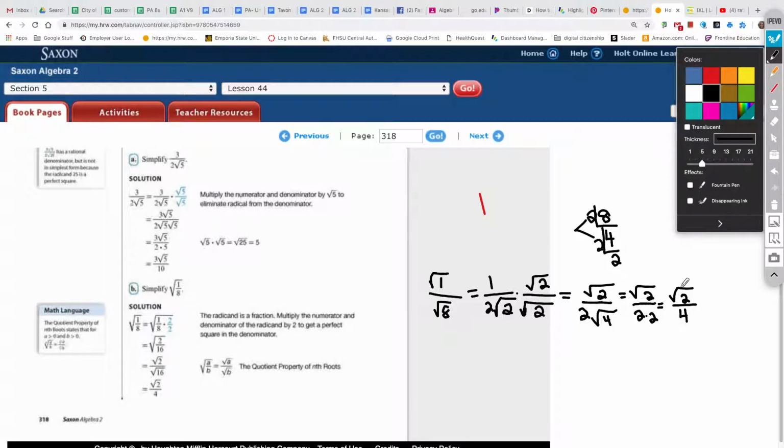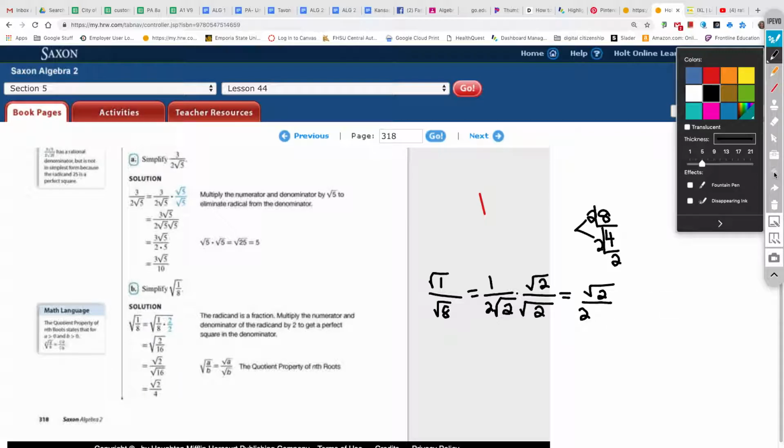Now, I cannot reduce these because this guy isn't in a radical. This guy is done because 2 is prime. And you'll see that we got the same thing that they did. Okay? All right? Now, let's say that you didn't know. I'm just going to go back a couple steps.